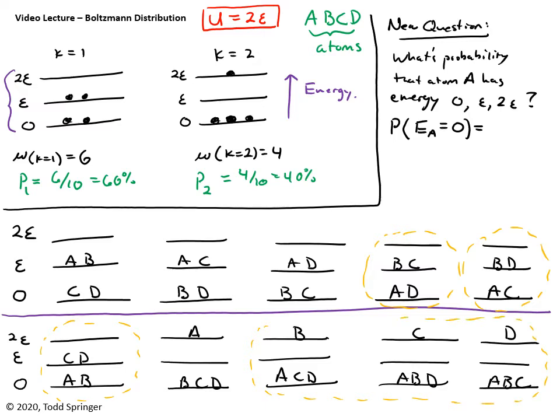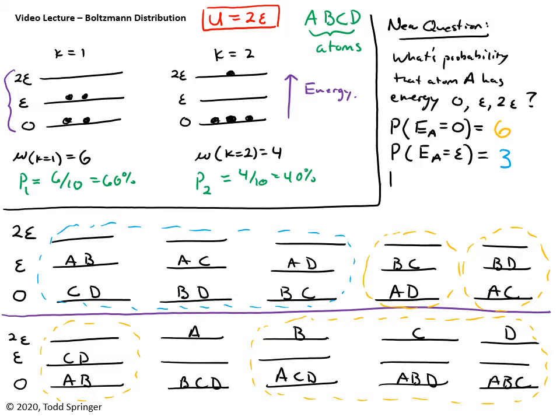So all of those states which I just circled, A has energy 0. So there's 1, 2, 3, 4, 5, 6 ways of doing that. Let's do the others. What's the probability that atom A has energy epsilon? Let's maybe circle them in a different color. Let's do blue. So that would be these three sitting here, right? There's 3 of those. So that's 3.